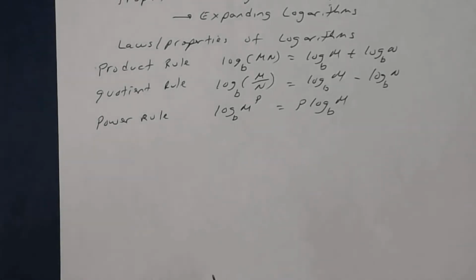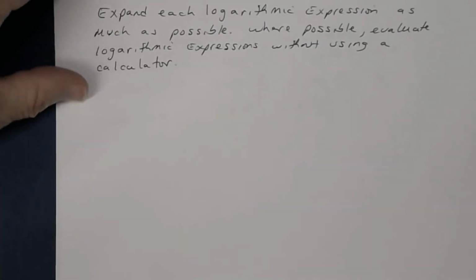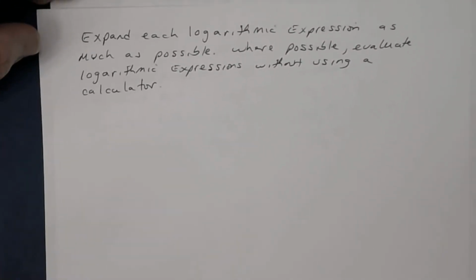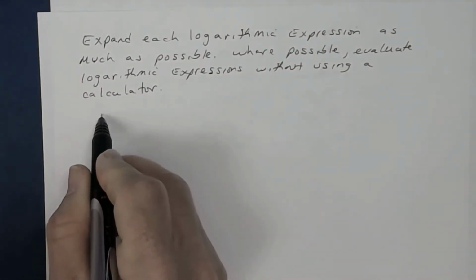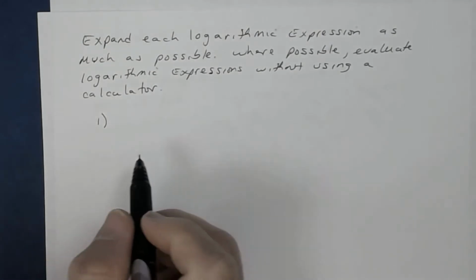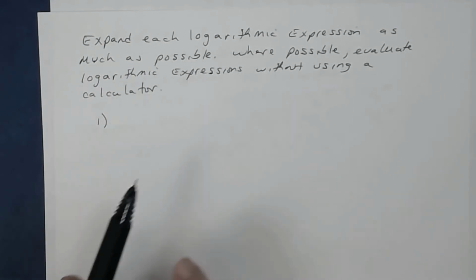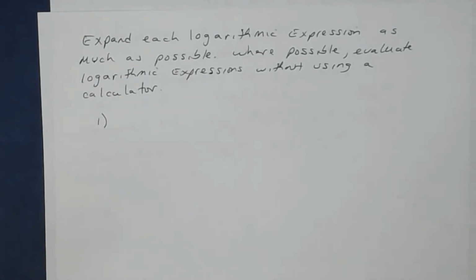Now we're going to work some examples just like we did in part one. You may want to go back and review those examples in part one; it's a very good idea to do that. Most of our examples will involve one or more of these rules being applied in one problem, though the first few will be a review from part one. The directions say to expand each logarithmic expression as much as possible, and then where possible, evaluate the log expression without using a calculator.